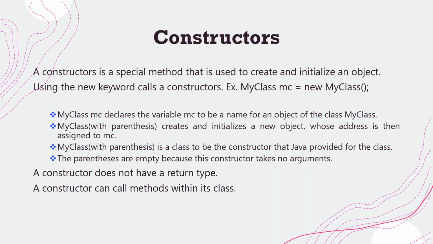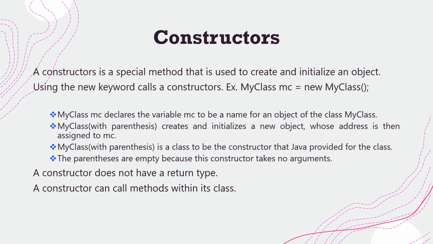A constructor is a special method that is used to create and initialize an object. Using the new keyword calls a constructor. For example, MyClass mech = new MyClass(). MyClass mech declares the variable mech to be a name for an object of the class MyClass. MyClass() with parentheses creates and initializes a new object, whose address is then assigned to mech.